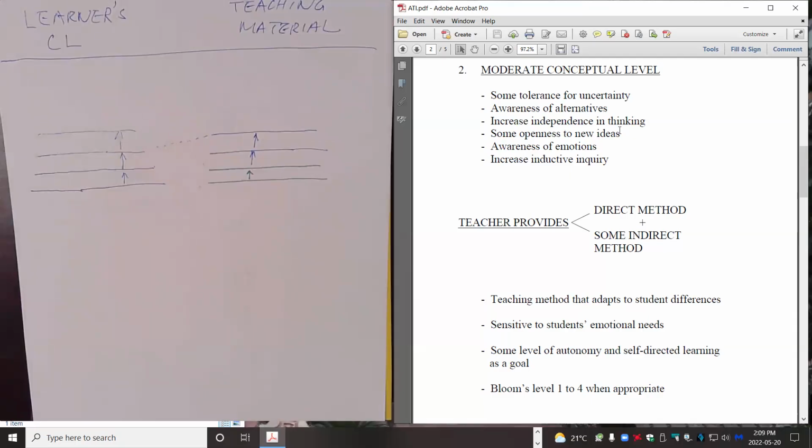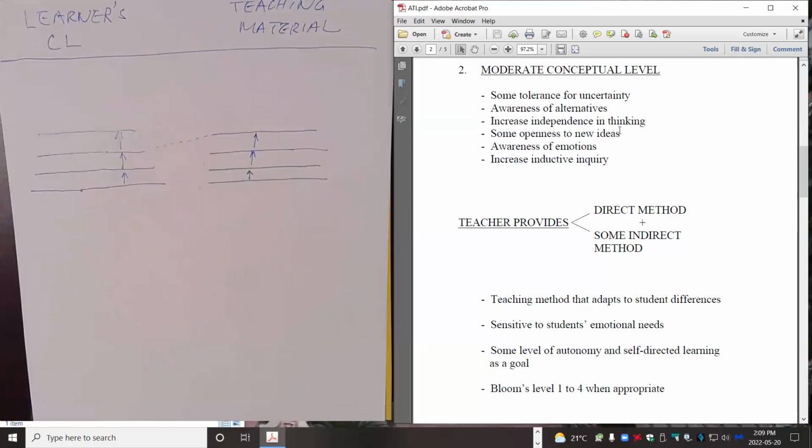Well, this is very important, to be aware of one's emotions, and we will talk more about this when we come to EI, emotional intelligence.